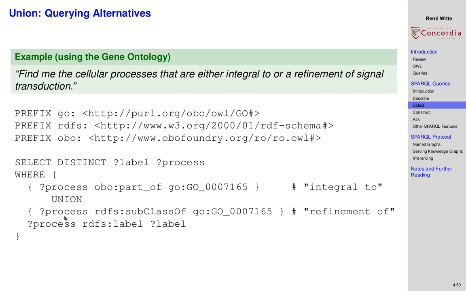We are binding the process to a label to have something human readable, and this is then what we output. So you can see we are querying two different subparts of the gene ontology with two different patterns, but we are merging the results that we get here with the results that we get here. So it's kind of a logical OR. I want to have everything from here plus everything from here.